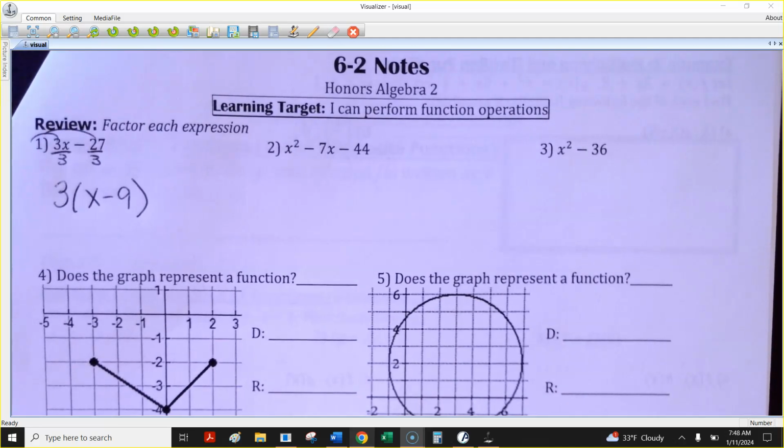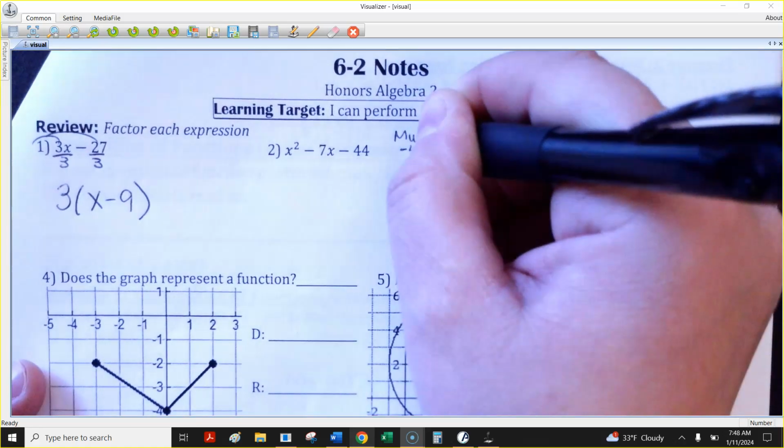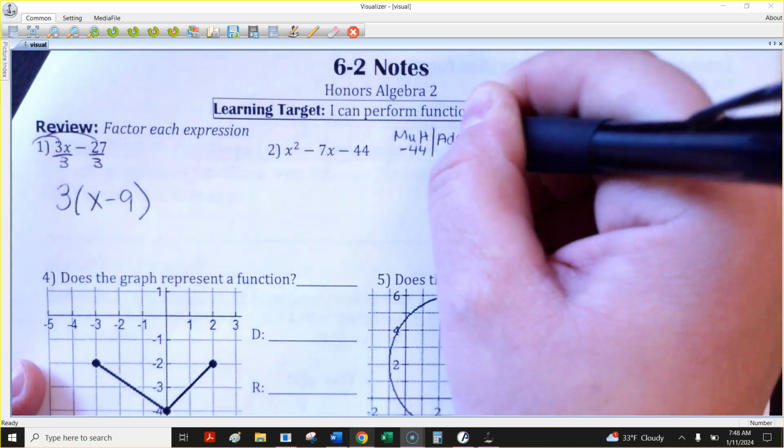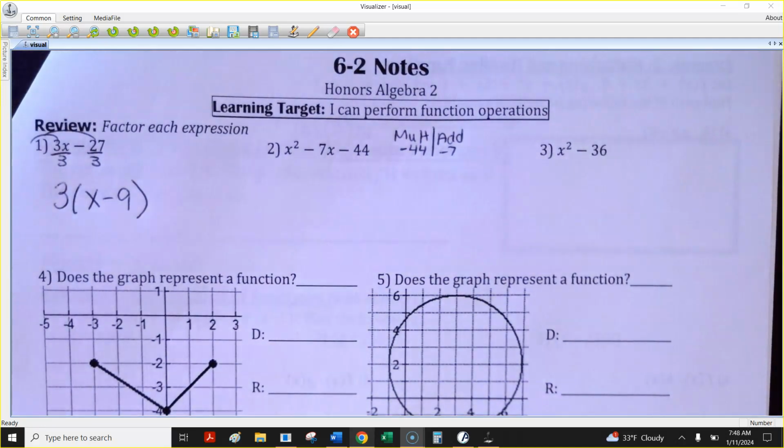Okay, now the middle one is a quadratic. So see if you remember how to factor. We're just factoring, we're not solving, we don't have an equation. All right, I got x squared minus 7x minus 44. So I got to find two numbers. When I multiply them, I get negative 44. Same two numbers, when I add them, I get negative 7. Can I think of the factors here? What do you think?